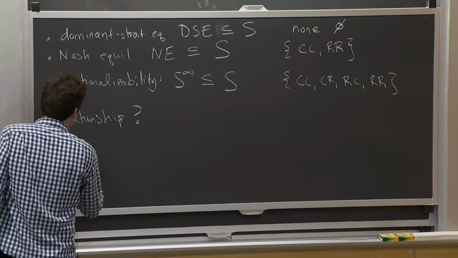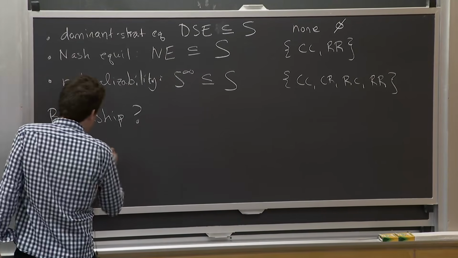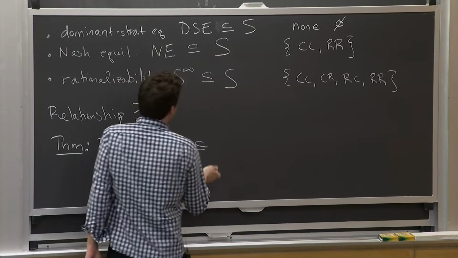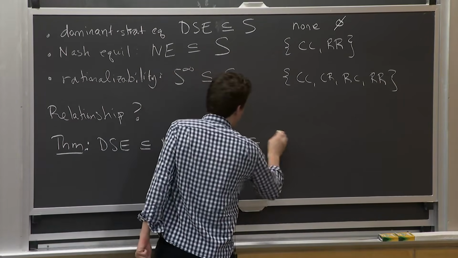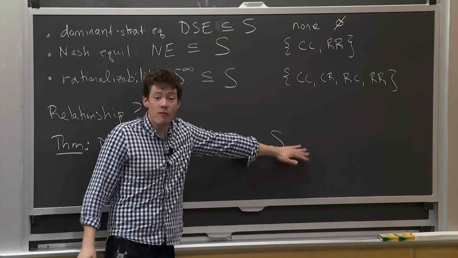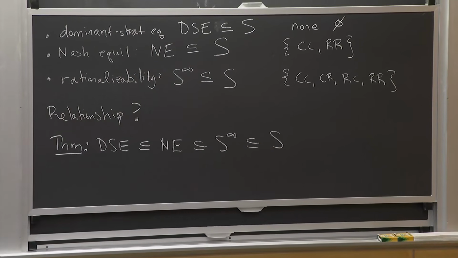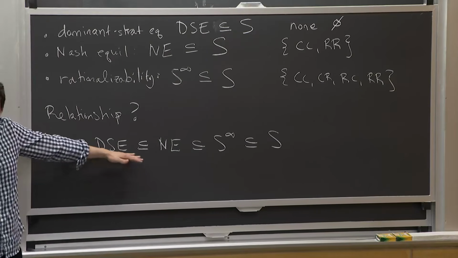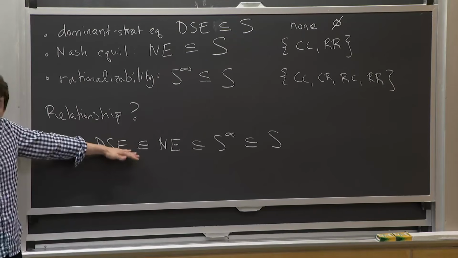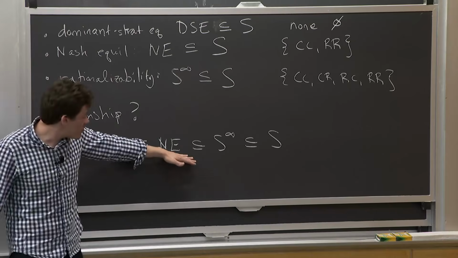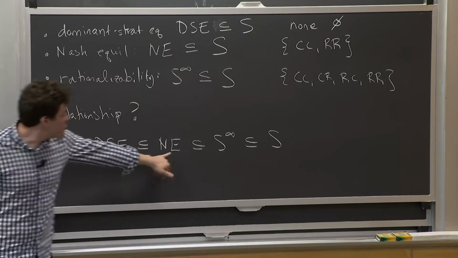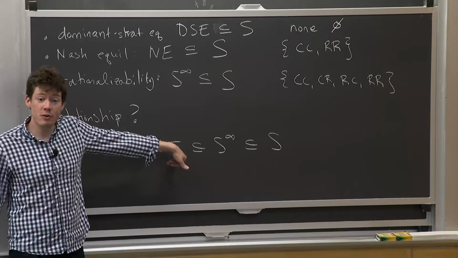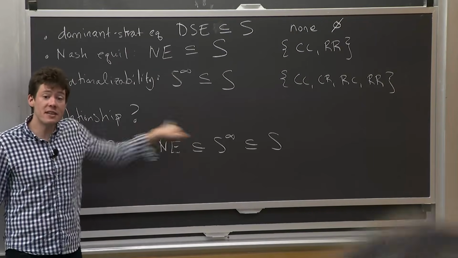And indeed, this is a result that in general, we have DSE subset of NE subset of S infinity. And maybe I'll write subset of S just to remind us the space that we're in over here. Right? So let's understand what these subset relationships mean. DSE is a set. It's the set of all dominant strategy equilibria, which is a set of strategy profiles. This is another set, and this is another set. So this inclusion tells me every dominant strategy equilibrium is necessarily a Nash equilibrium. The converse isn't necessarily true.